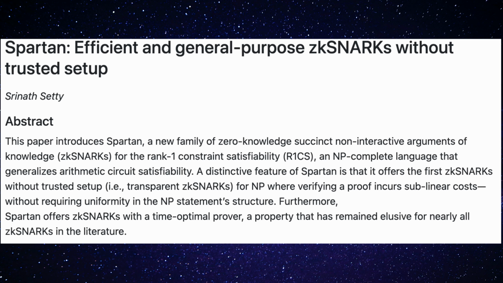Then we have Microsoft, which has implemented Spartan, a high-speed ZK SNARK that doesn't require the trusted setup phase. So as we talked about, the trusted setup phase uses a secret, which basically makes the security of the entire scheme quite weak. Because if it's revealed, then the proofs generated after that will be affected by that. But with Spartan, they have implemented a ZK SNARK that doesn't require the trusted setup phase.